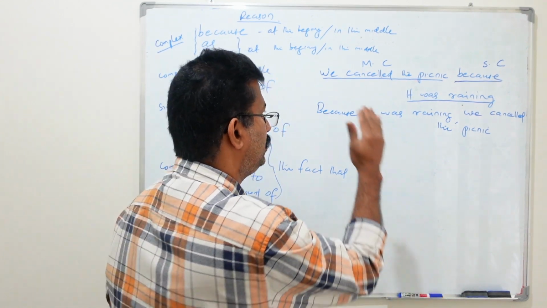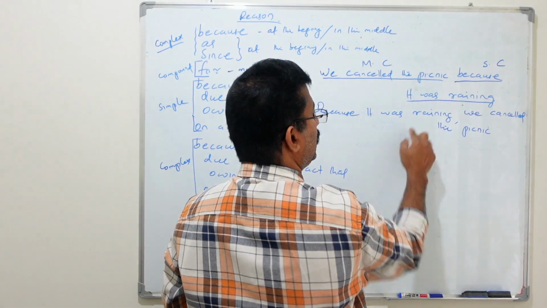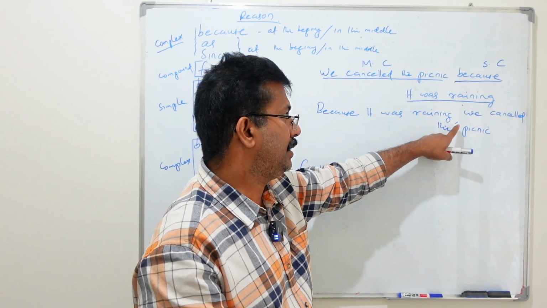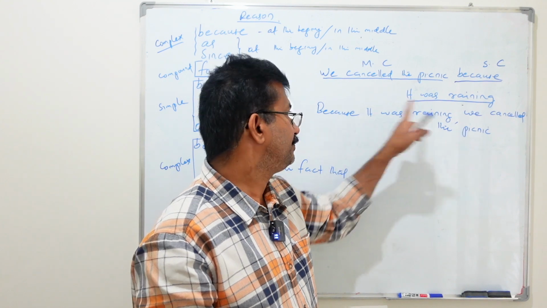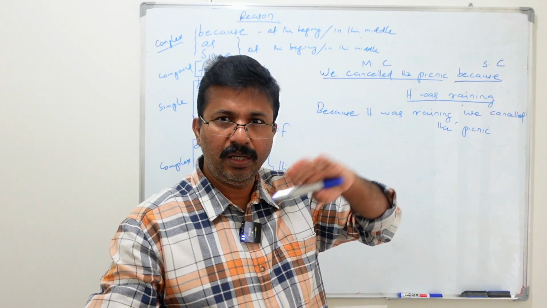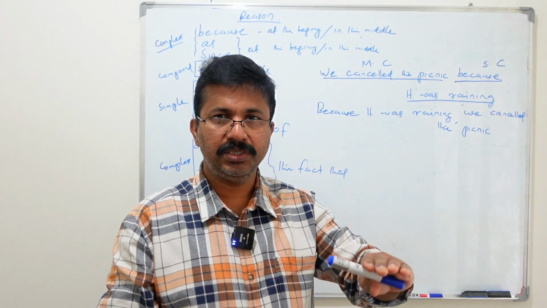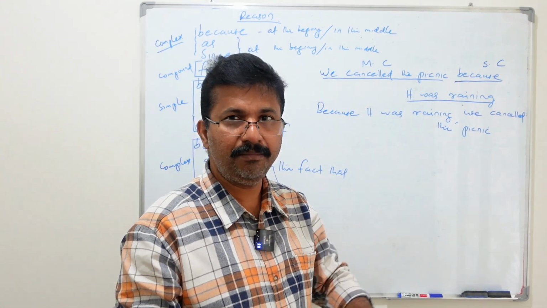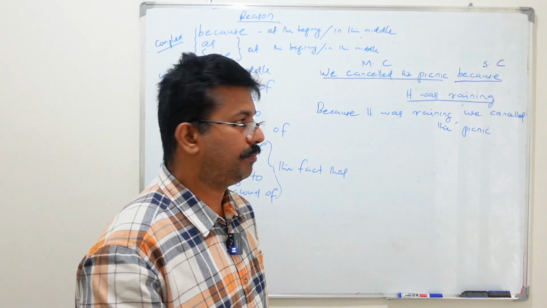If you want, you can start the sentence with the because clause. Because it was raining, and if you are starting a sentence with a subordinate clause, at the end of that subordinate clause, there must be a comma. I have already taught you that. Because it was raining, comma, we cancelled the picnic, and there is no change in meaning. There is no change in the sentence structure. You get the same sentence structure and the same meaning. If this is a complex sentence, this is also a complex sentence.